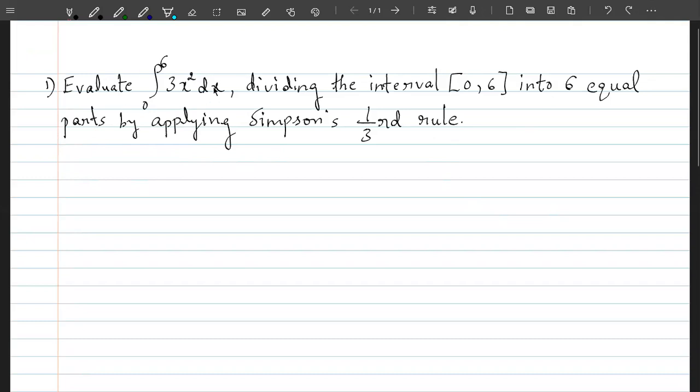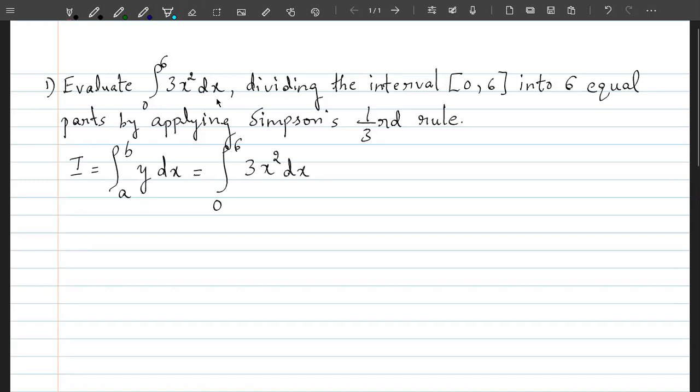Actually, you can solve this integral easily and get the answer, but since it is the first problem, I'll take a simple one here. So first of all, when the problem is given, the first thing we do is try to rewrite it and get the value of y from the integral. In numerical integration, we write the integral in the form integral a to b y dx. So which is that integral here? That integral here is integral 0 to 6 3x square dx.